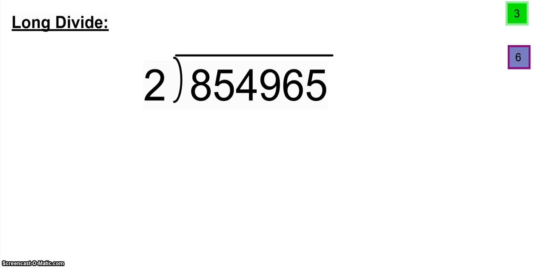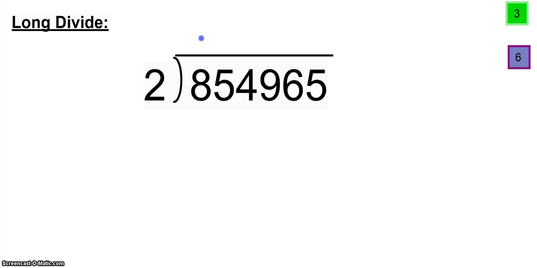Alright, we're going to do some long division here, like back when we did our elementary school math, not that you would do 854,965, but here we go. We're going to divide it by 2. Now you have to remember, what can 2 go into 8? How many times? 2 can go into 8 4 times.